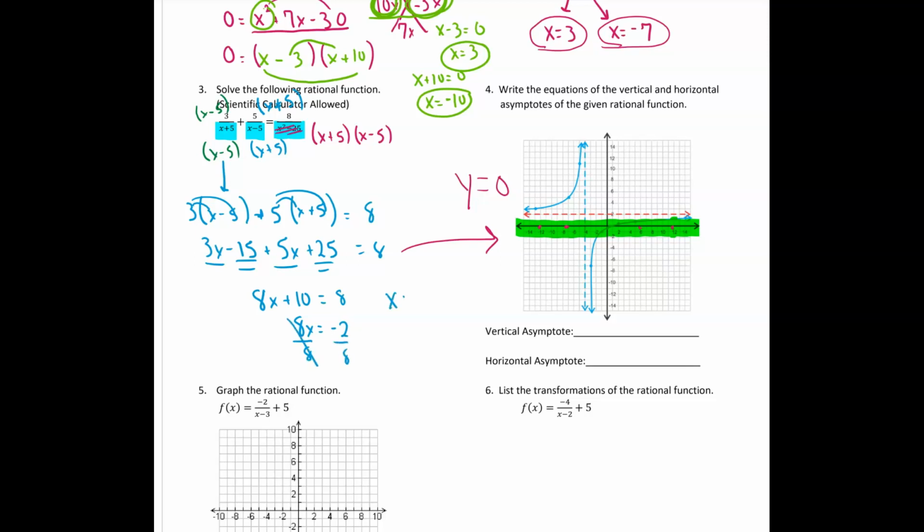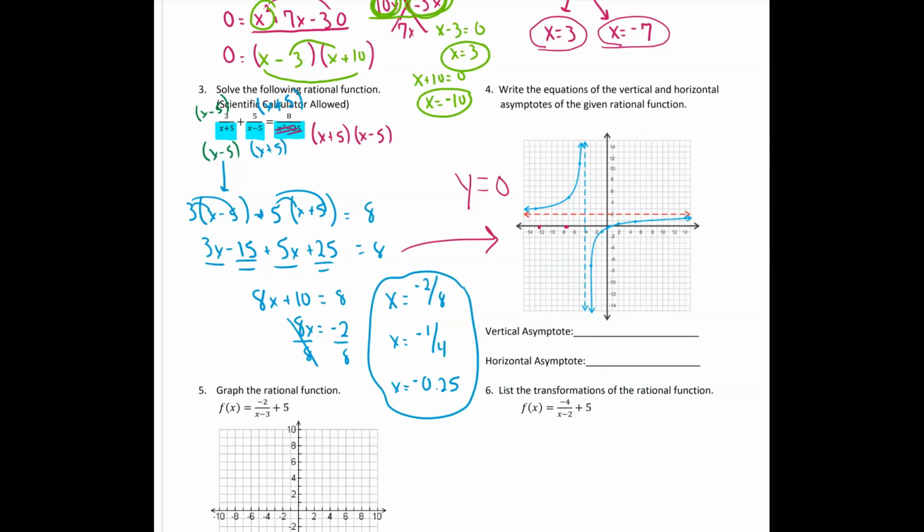So what are acceptable answers on Go Formative? You can have negative 2/8. You could simplify the fraction into negative 1/4, and you could turn it into its decimal value if you'd like as well. So any of those answers when you get to Go Formative will work. All right, let's jump to number 4.